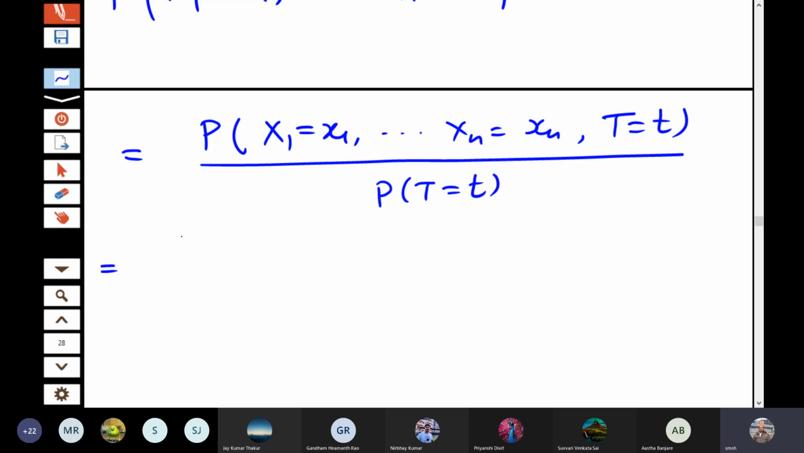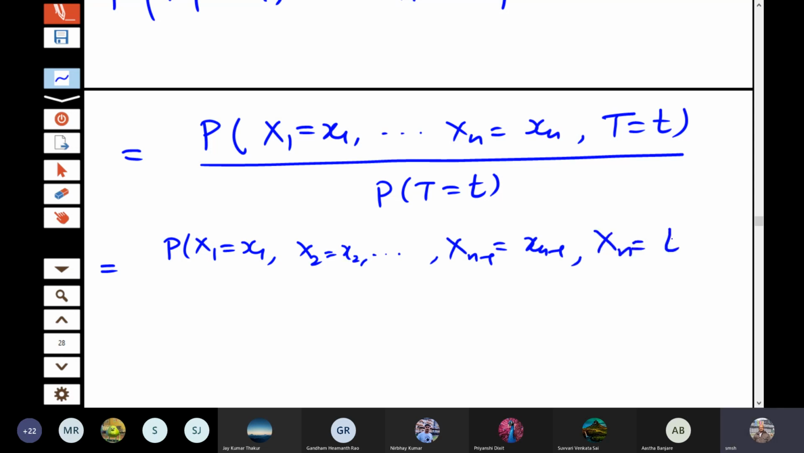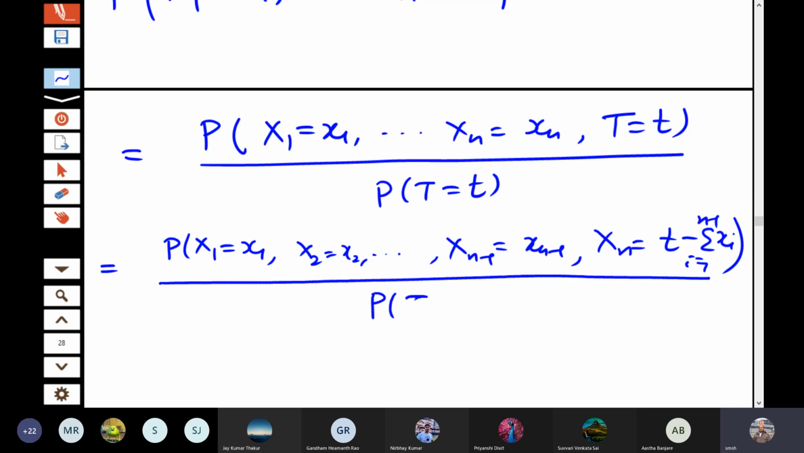So I can put it like this. This is equal to probability of X1 is equal to x1, X2 is equal to x2 and so on, Xn minus 1 is equal to xn minus 1, Xn is equal to t minus sigma xi, i is equal to 1 to n minus 1, divided by probability T is equal to t, if this t is equal to sigma xi, i is equal to 1 to n. Otherwise it is 0.